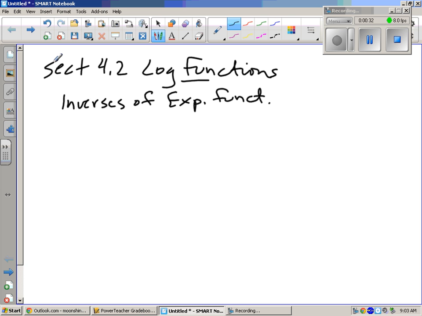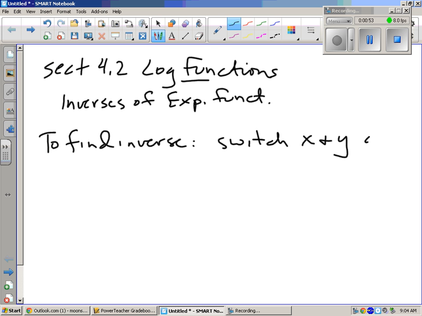Sometimes we want distance in terms of time instead of time in terms of distance, so we have to use the inverse of functions. To find an inverse, in the past, what we've done is we switch x and y and then solve for y.